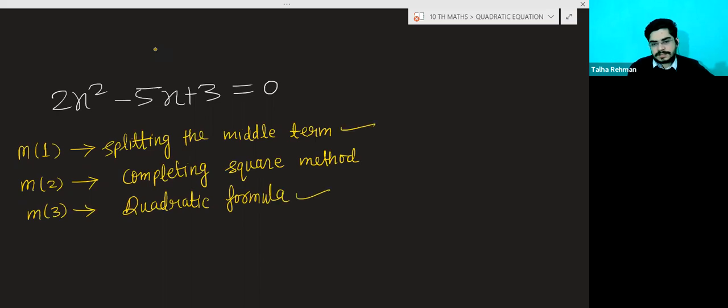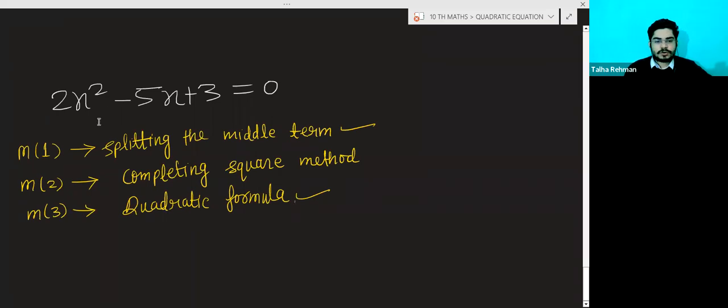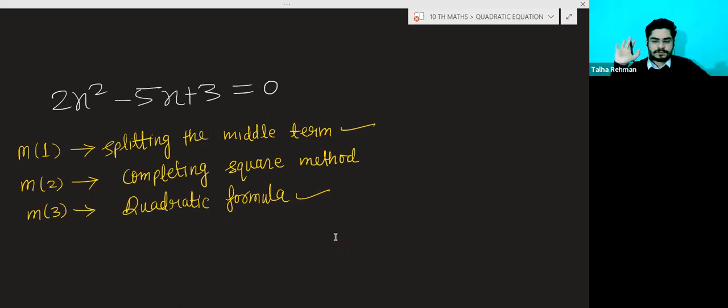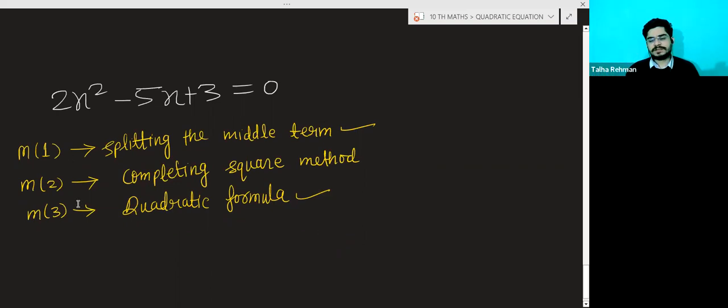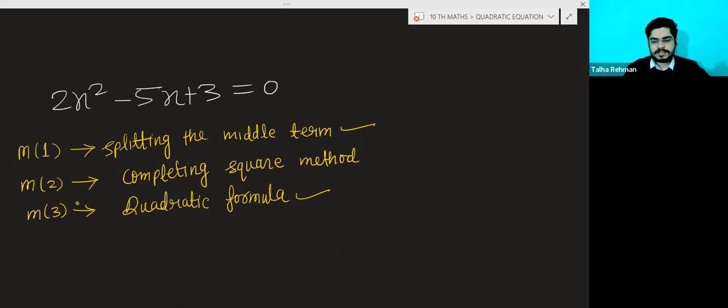So this and this are very important. There will be problems which cannot be solved by splitting the middle term. Then you can solve that problem with the quadratic formula. And in the quadratic formula, there is a term you will study, the discriminant. So that is also important. Basically, method 1 and method 3 I recommend are important, and we will study this in exercise 4.2.